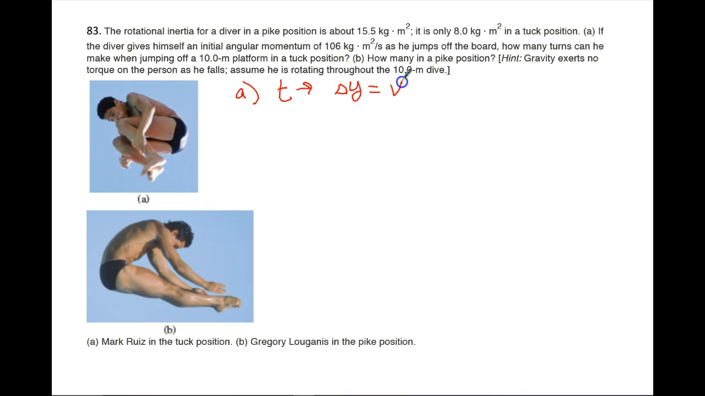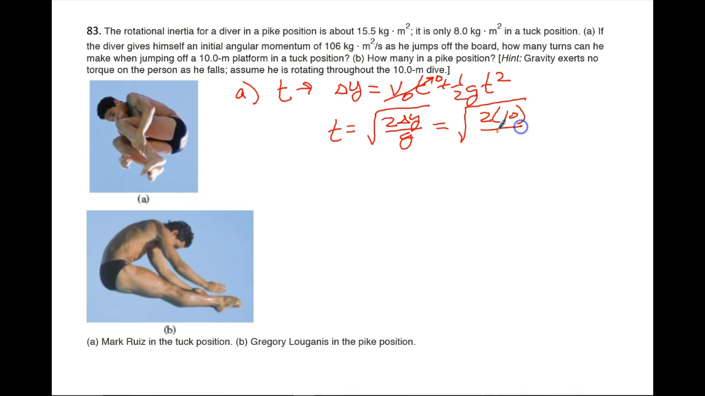So our time here, in order to find it, we're going to use the equation: the change in the height is equal to the original velocity times time plus 1/2 of gravity times time squared. Our time then will be equal to the square root of 2 times the change in y all over gravity, and it's because it doesn't have any original velocity, so that goes away. So to find our time, we're just going to take 2 times 10, and divide it by 10, and the square root of 2 is 1.41 seconds.